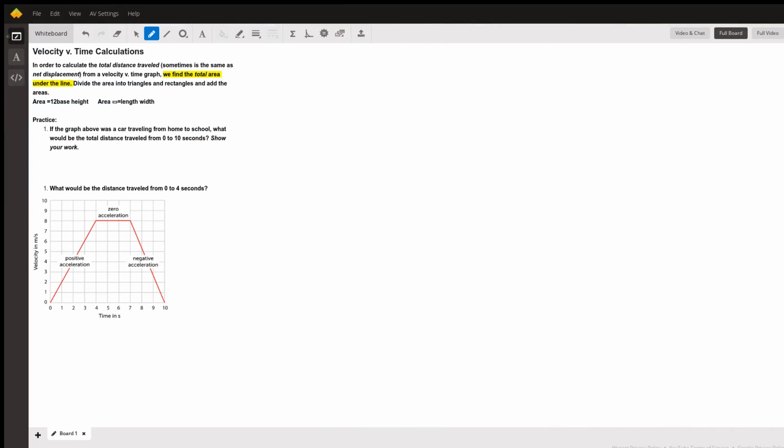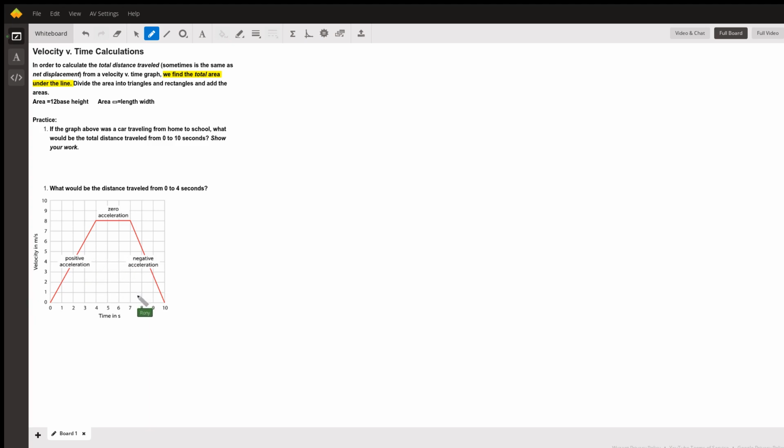Hello. In this question, we're asked to find the distance, or actually displacement, of a car traveling from home to school. Given this graph, the y-axis, or the vertical axis, is the velocity in meters per second, while the horizontal axis is the time in seconds. So when velocity versus time is given as a graph, the displacement will actually be the area under the line or under the graph, this area of the trapezoid.